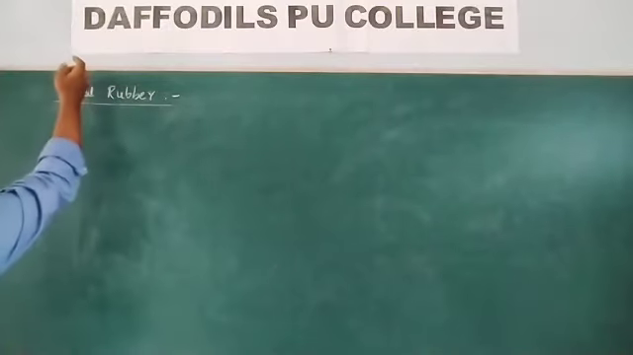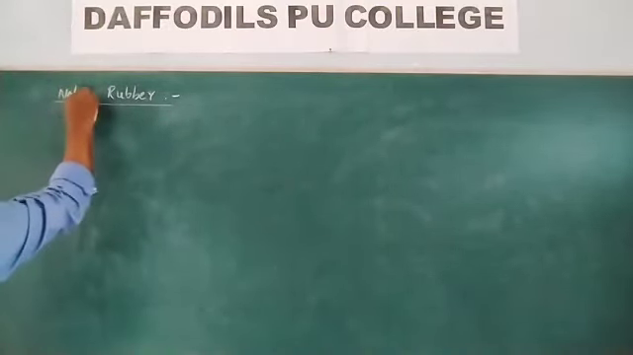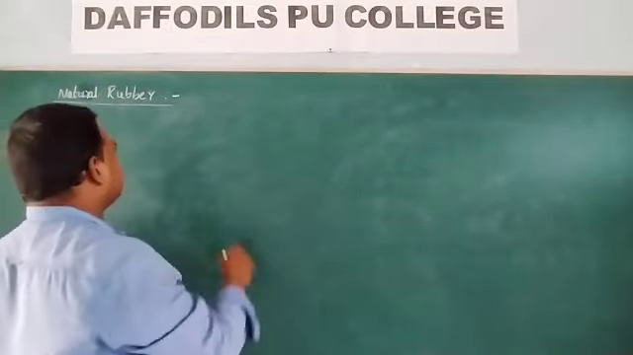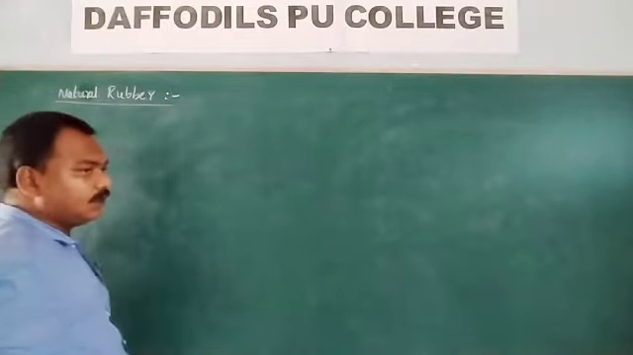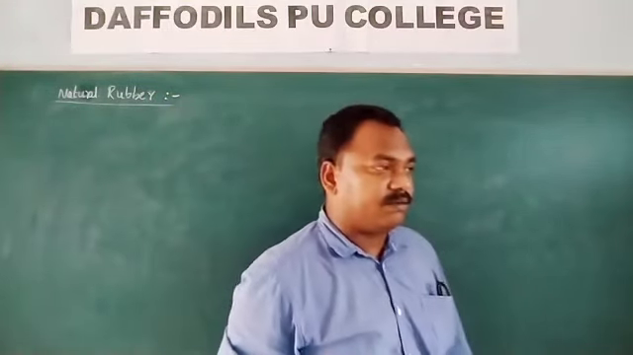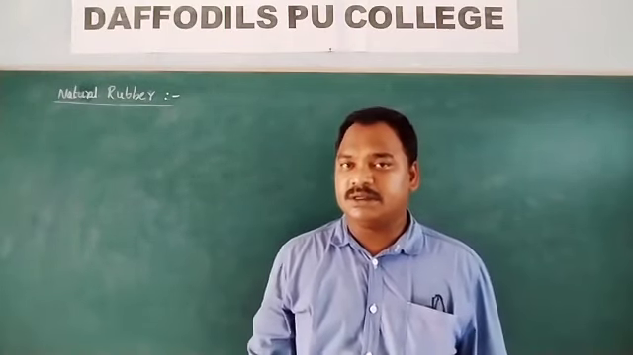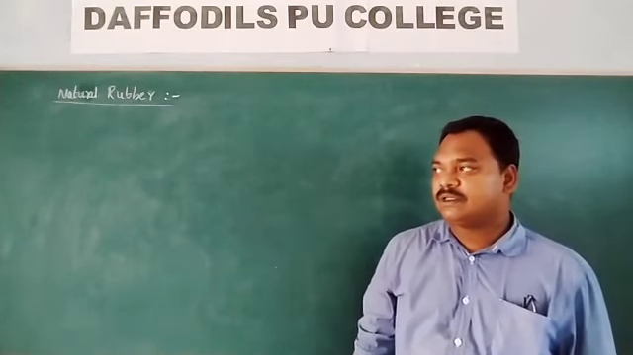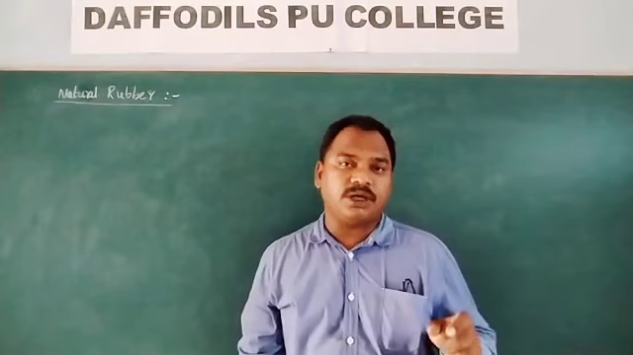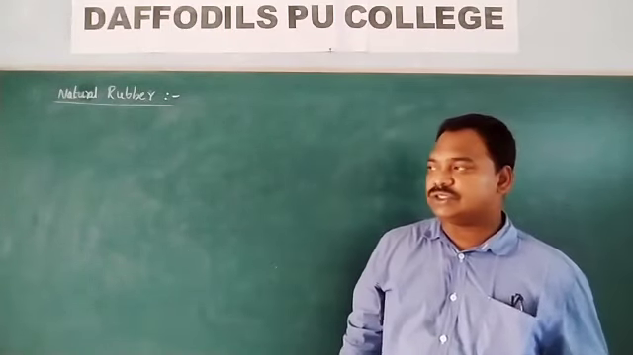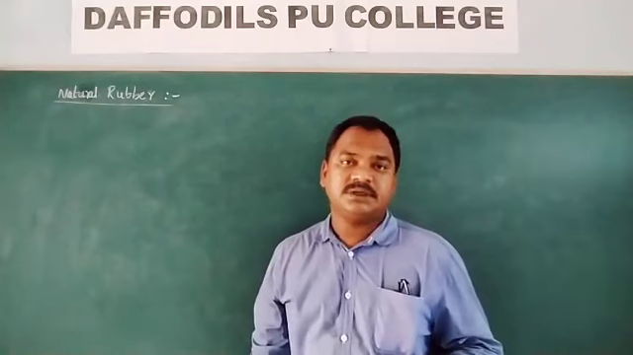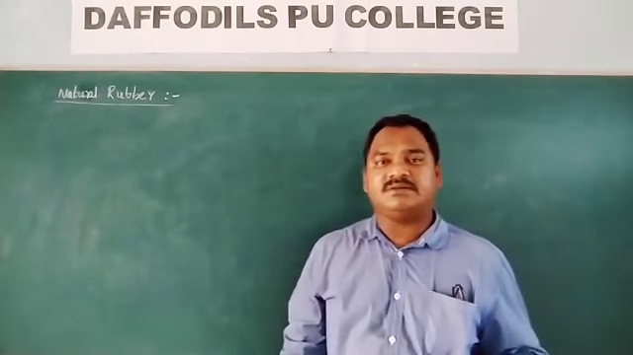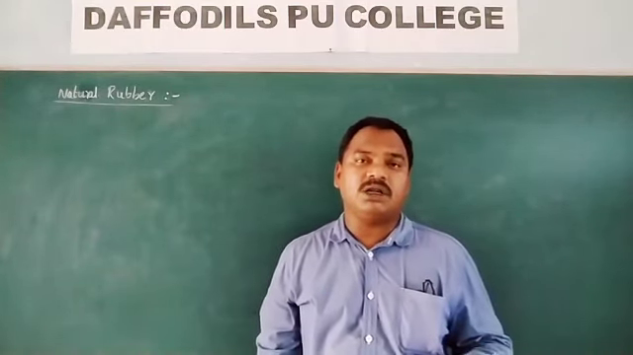Natural rubber. So what is this natural rubber? This rubber is extracted from rubber plants. When incisions are made to the rubber plants, the rubber plant releases a white color liquid. That white color liquid is called latex.